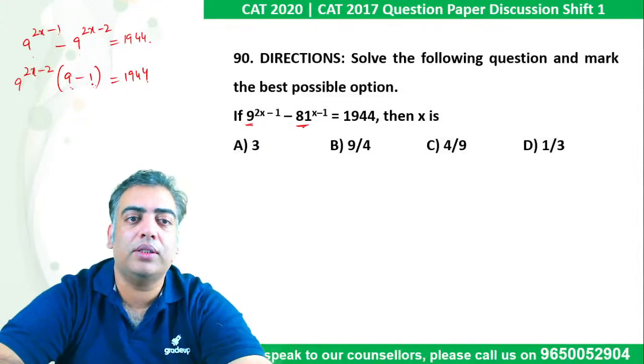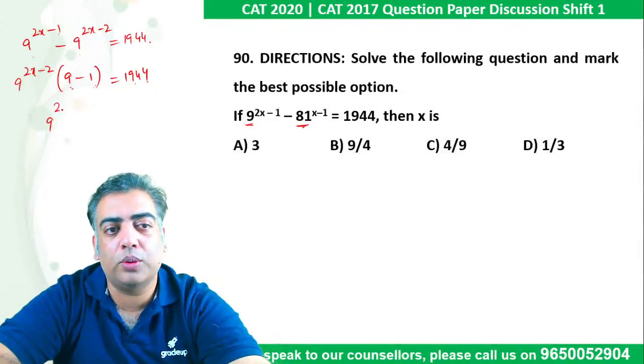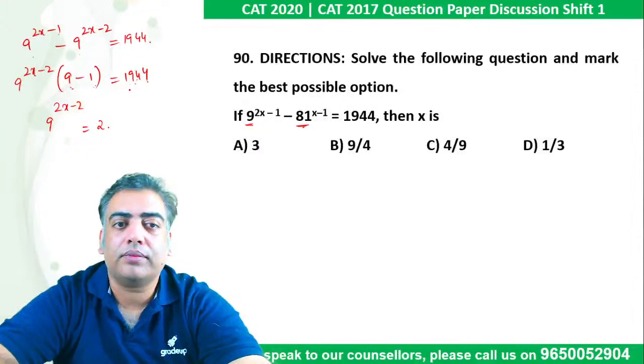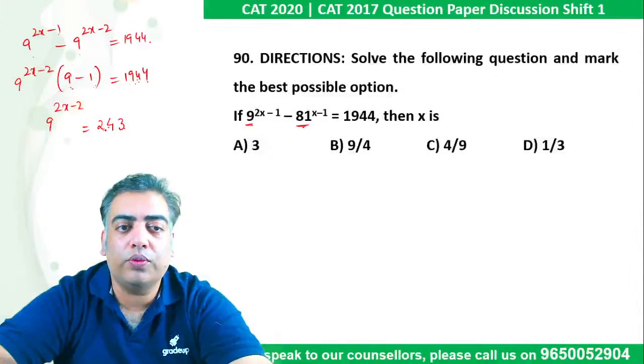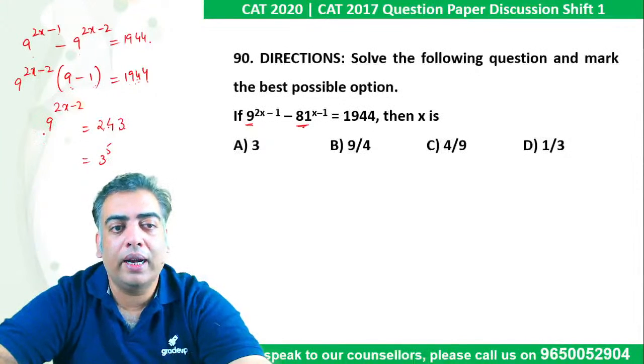So the difference of these two is 8, and let's cancel out 8 there. So 9 raised to power 2x minus 2 equals, 8 2s are 16, leftover is 34, 8 4s are 32, 8 3s are 24. Now 243 is 3 raised to power 5. And this also can be written in the power of 3. It is 4x minus 4.